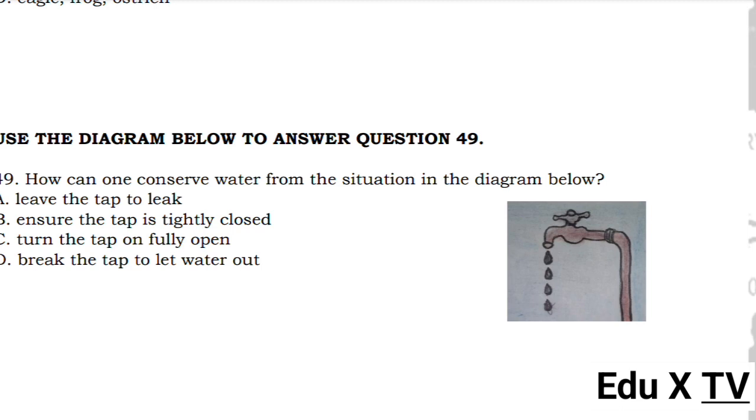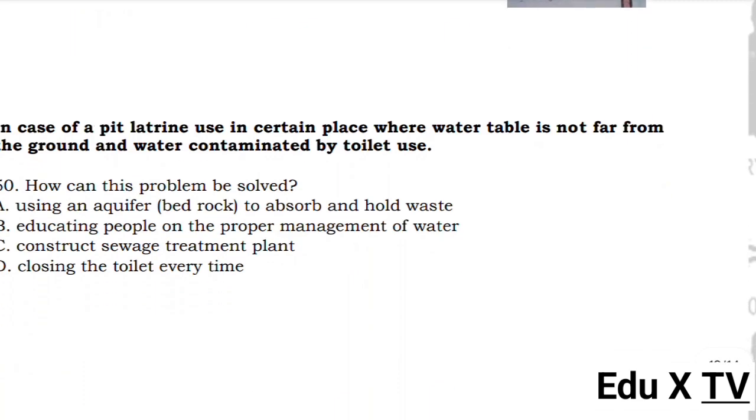Number 49. How can one conserve water from the situation in the diagram below? The answer is B. In the case of pit latrine use, in certain places where the water table is not far from the ground, water is contaminated by toilet use. Number 50. How can this problem be solved? The answer is A.